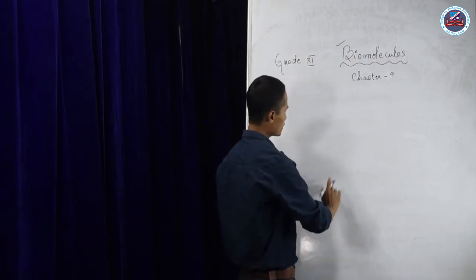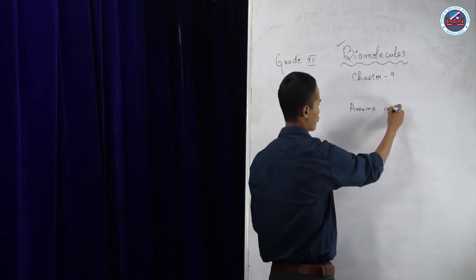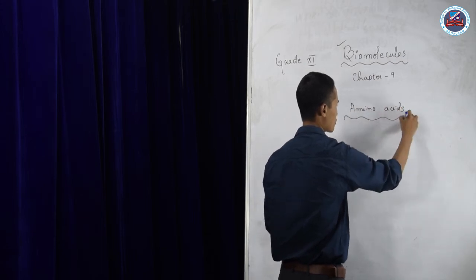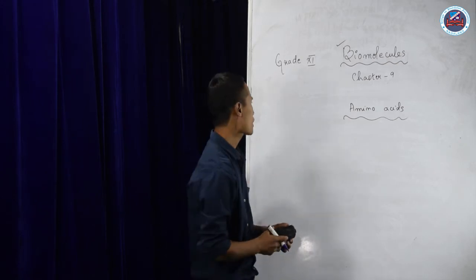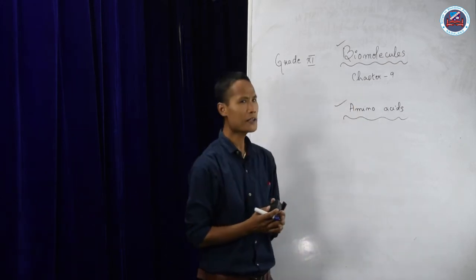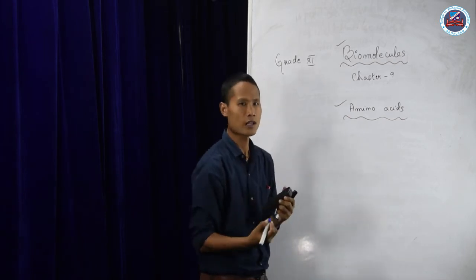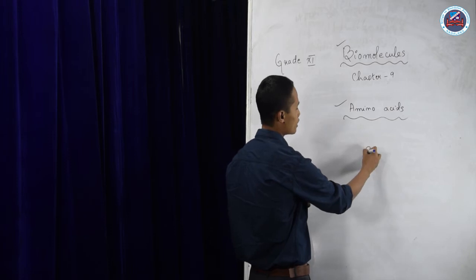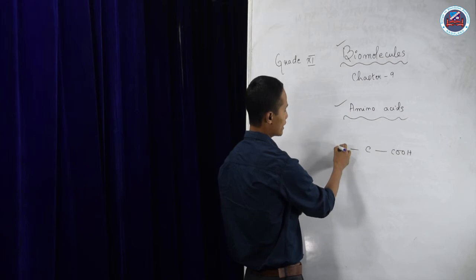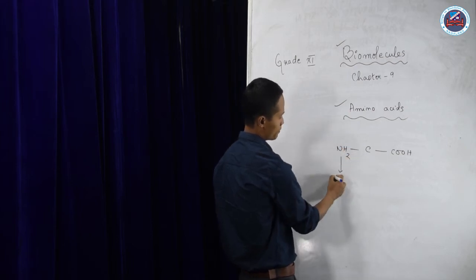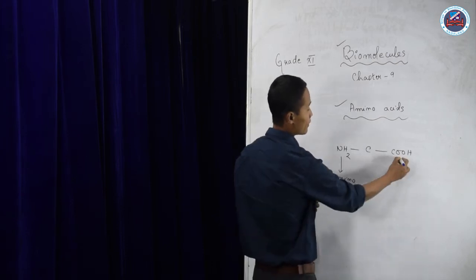Now the next topic is your amino acids, very common. This is very important for your competitive examination also. In these amino acids, they have a general formula with your carbon. This is your carboxylic group, and then you will find an amino group. This is your amino group, and this is your acidic carboxylic group.